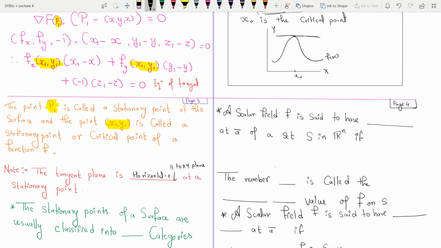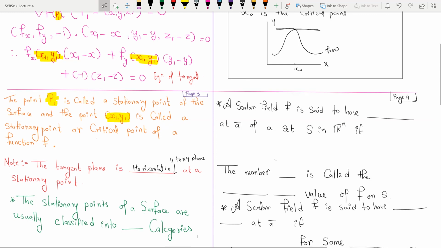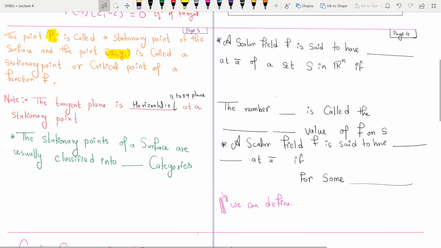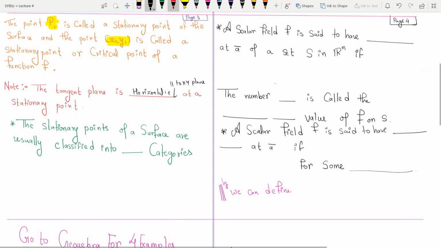Okay, so I will write the definition of maximum and minimum, but let me scroll down a bit. The stationary points of the surface are usually classified into 3 categories. Prior to this you have learned about 2 categories. In this course we will be learning about 3 categories. So just note it down. There are 3 types of stationary points. The first one we call maxima. From the name itself we can guess that at that stationary point, my function is maximum. The second is called a minima.